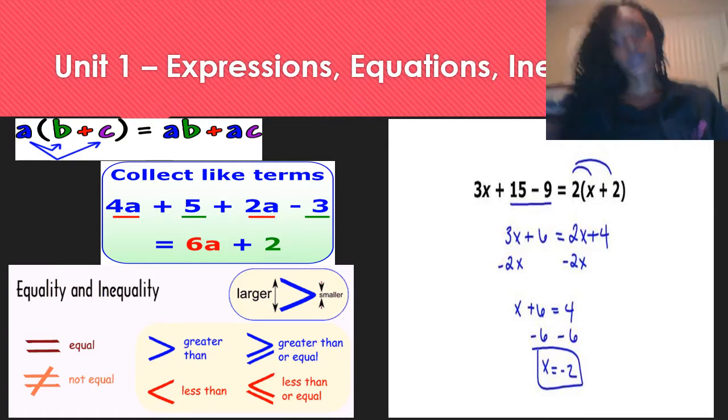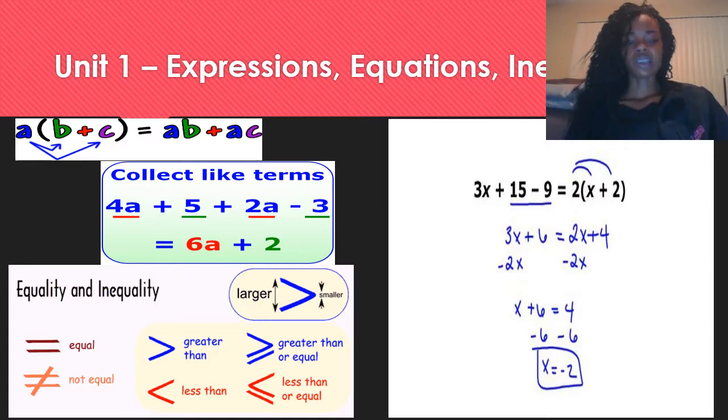First thing, Unit 1, we went over expressions and equations and inequalities. One thing we talked about is the distributive property that you see here. Multiply the number on the outside times each of the numbers on the inside. Simple. We also talked about combining like terms. Here we combine 4a with 2a because they both have a, so that gives you 6a. You can combine numbers, so 5 minus 3 gives you 2. Simple. Can you combine 6a plus 2? Absolutely not. Do not write 8a.